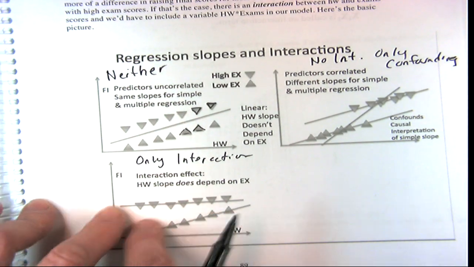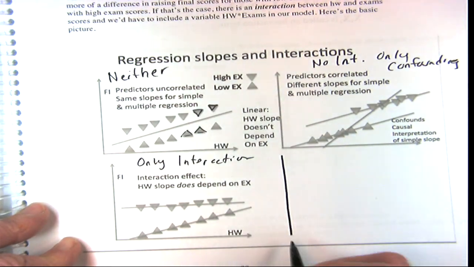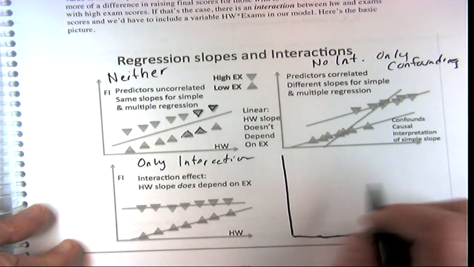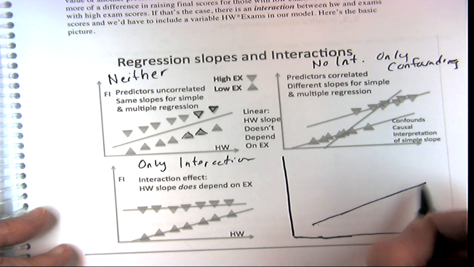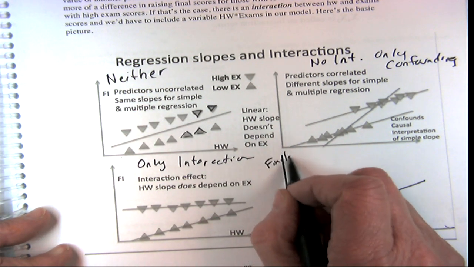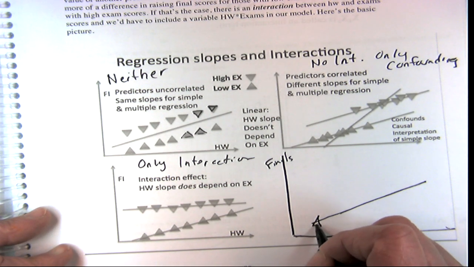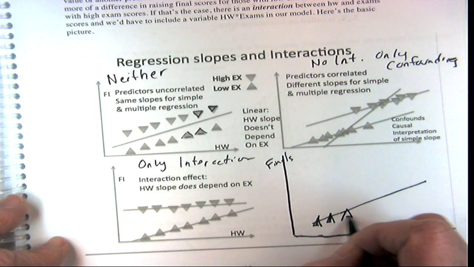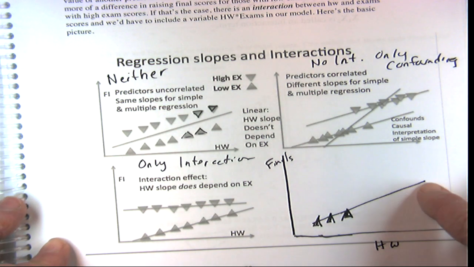What would both look like? I better draw both so you can see. You'd have unequal slopes. Let's say those with low homework, it had a positive effect on finals. So this is finals, and this is homework. These are the people with low exam scores, so I'll make the triangles bottom heavy. Okay, so the homework has a pretty strong effect on them.